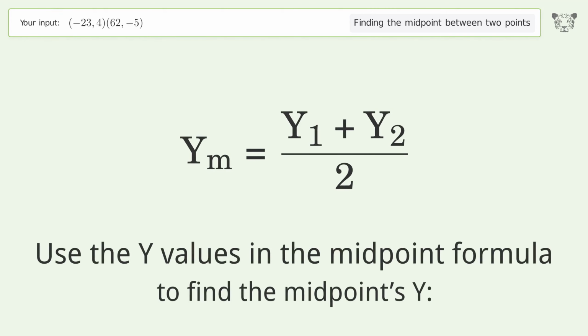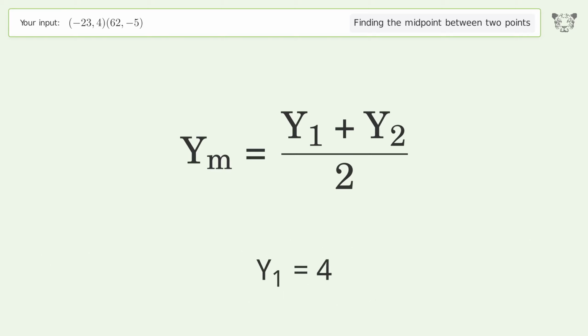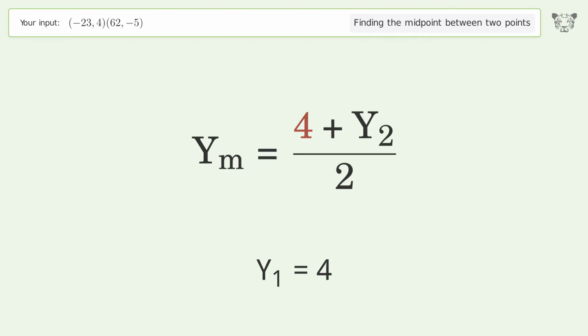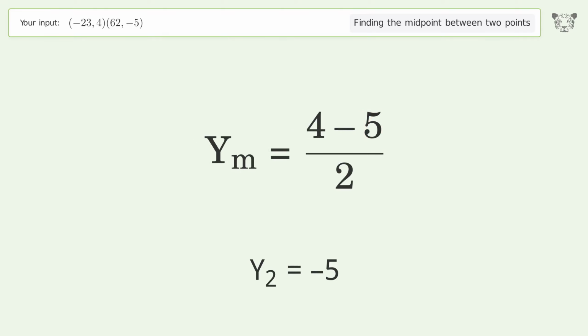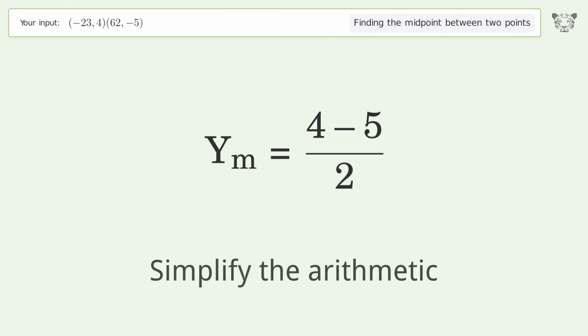Use the y values in the midpoint formula to find the midpoint's y. y1 equals 4. y2 equals negative 5. Simplify the arithmetic.